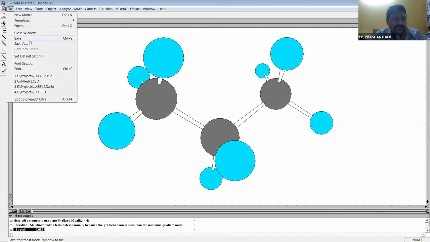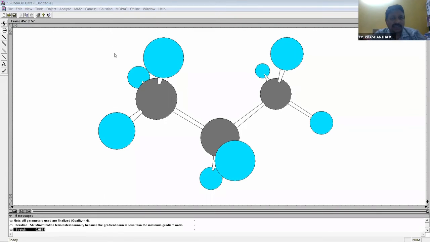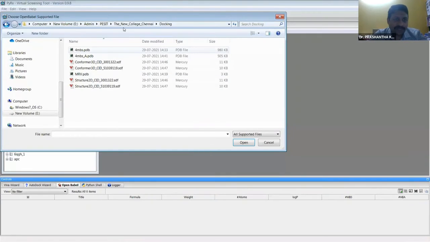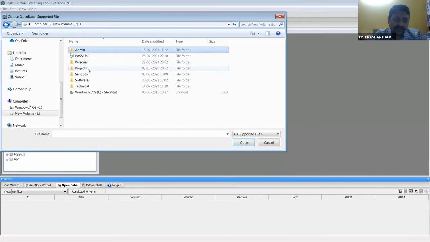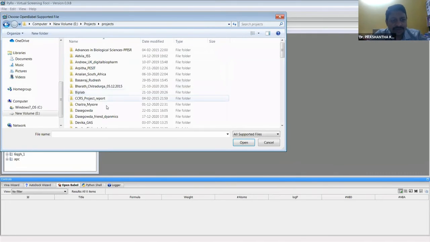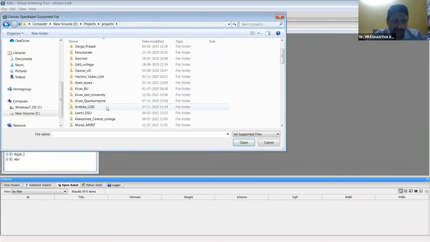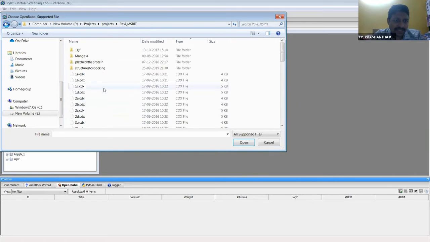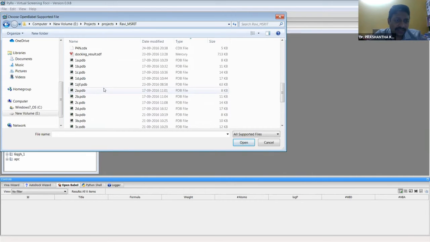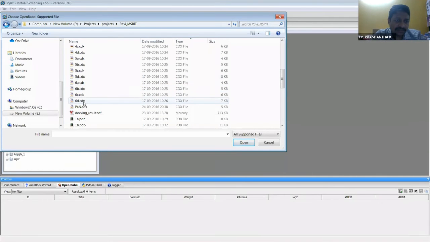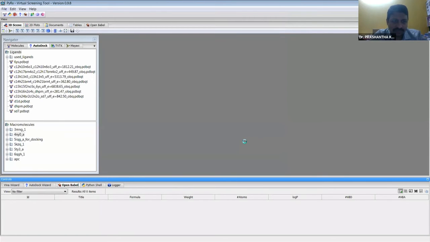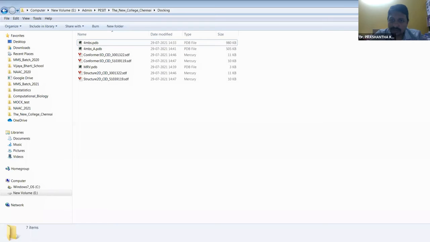If we use a more complicated structure, the relaxation is going to take more time. Let's say if I take any ligand, for example, I'm opening it in the wrong window.